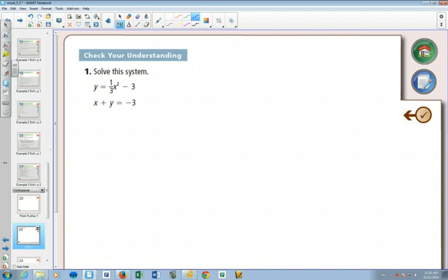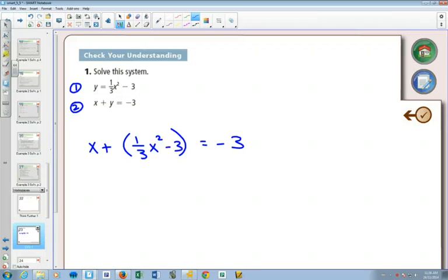Can you see that the y is already by itself in equation 1? So we can take equation 2, and instead of having the y, put a set of brackets, and what will we put in there? 1/3 x squared minus 3. So now we've got x plus 1/3 x squared minus 3 equals minus 3. And it makes a quadratic equation. I recommend rewriting it. We'll rewrite it.